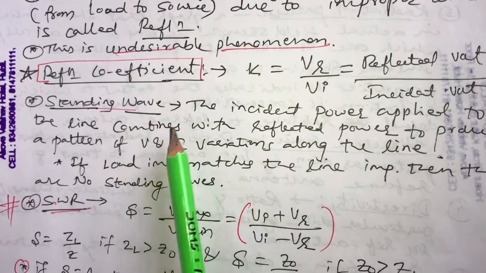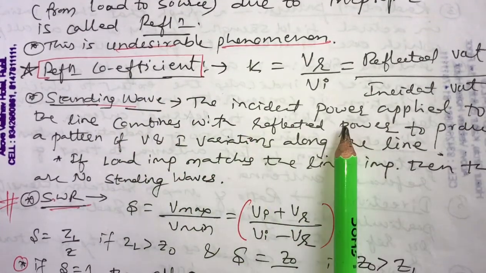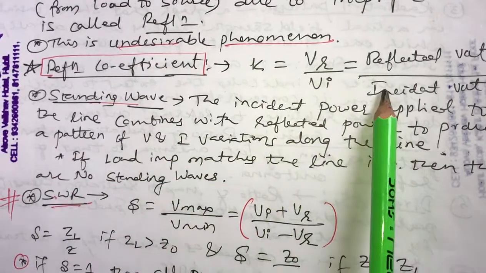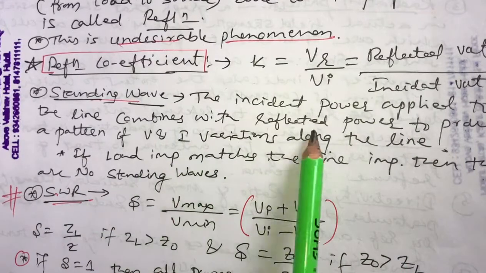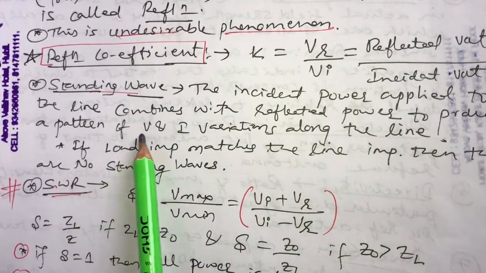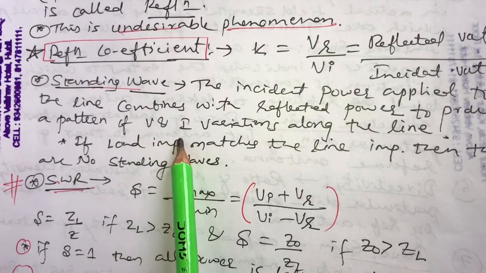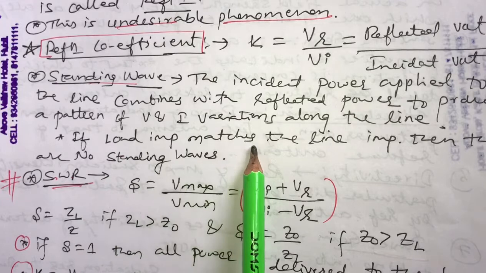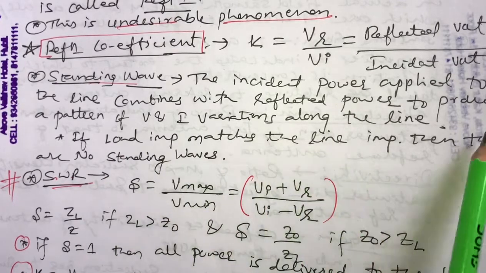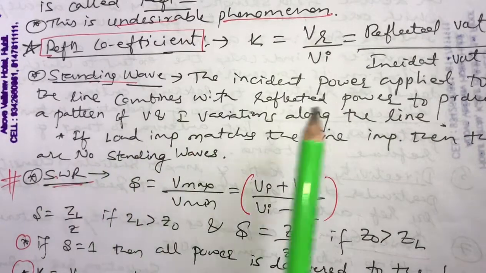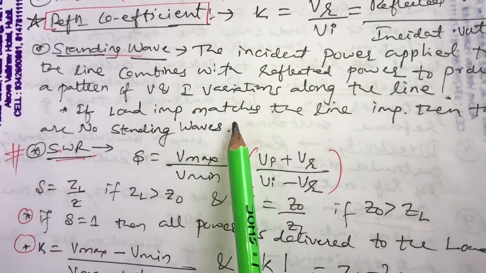Standing waves. As we know, the incident power which is applied to the line combines with the reflected power. So the incident power as well as the power coming back, that is the reflected power, combine to produce a pattern of voltage and current variations along the line. If the load impedance matches the line impedance, then there are no standing waves. If the load impedance and line impedance match, standing waves do not occur; if they do not match, standing waves occur.